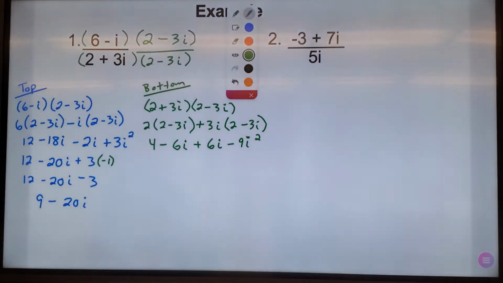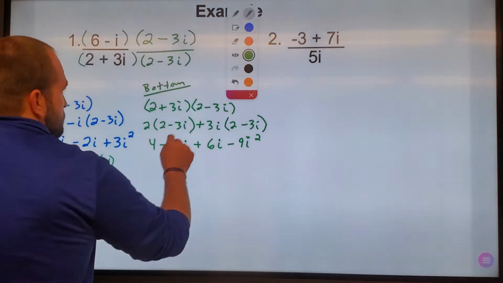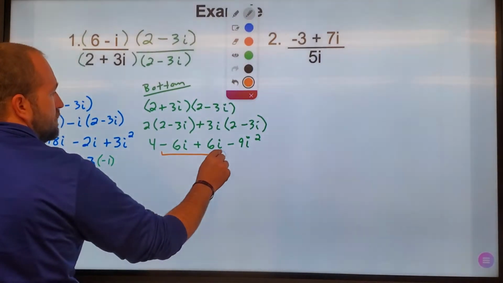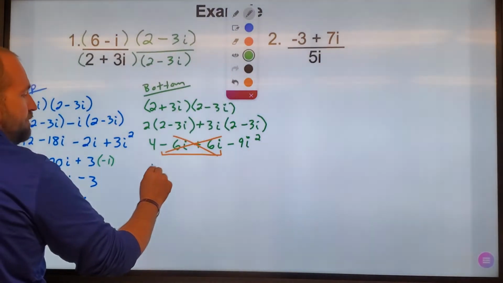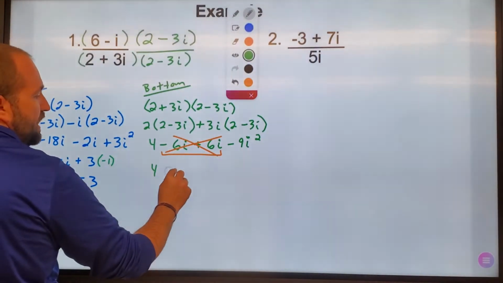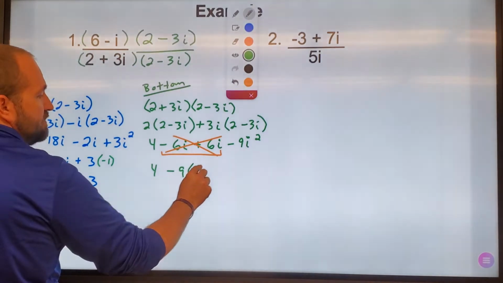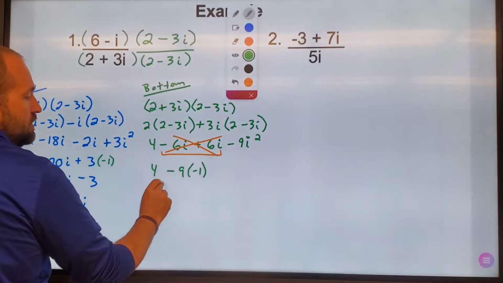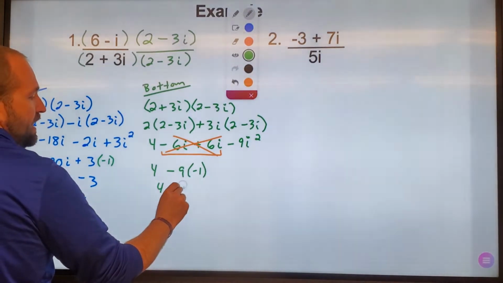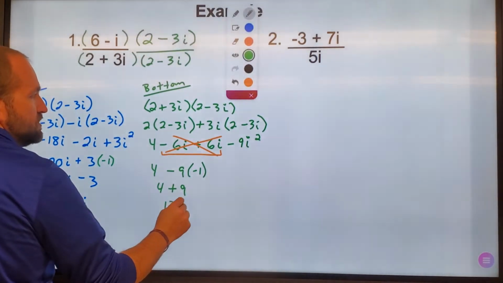So you'll notice here that negative 6i and 6i in the middle should cancel out. Okay, that should happen every time. So these two here should end up canceling. And then we continue. So we have the 4, and then we have the negative 9 times negative 1, again replacing i squared with negative 1. So I have 4 plus 9, which is 13.